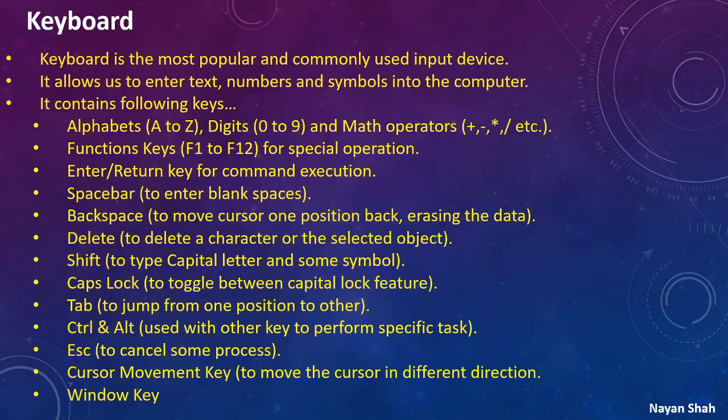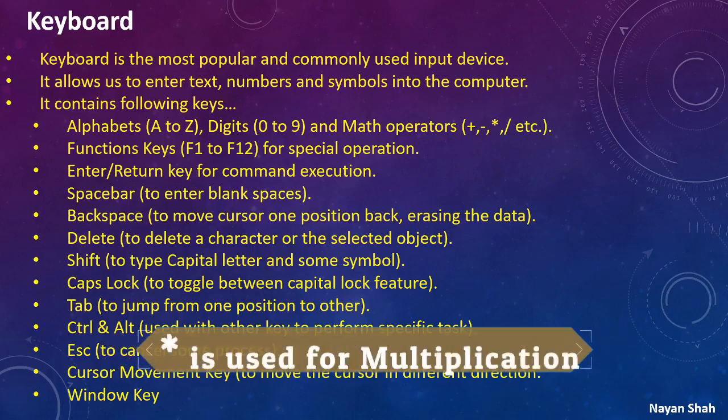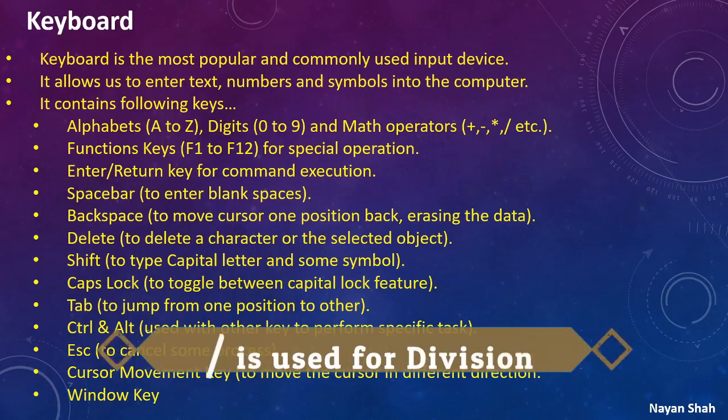Keyboard. There won't be anybody in this world who doesn't know what a keyboard is, because it is the most popular and commonly used input device while working with a computer. It allows us to enter text, numbers and different symbols to the computer. A standard keyboard nowadays contains alphabets A to Z, digits from 0 to 9, and math operators, that is plus, minus, multiplication, division, etc. Just observe, while working with a computer, the multiplication sign is indicated by an asterisk and the division sign is indicated by a slash.